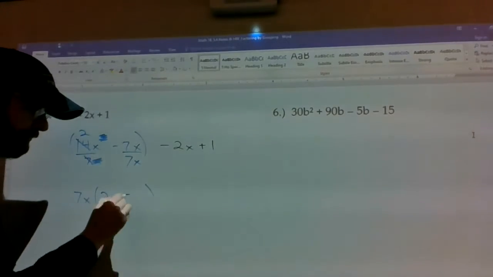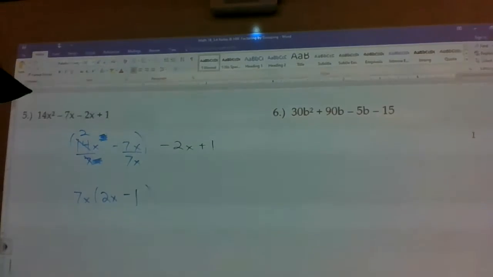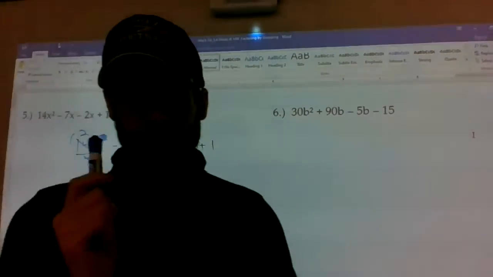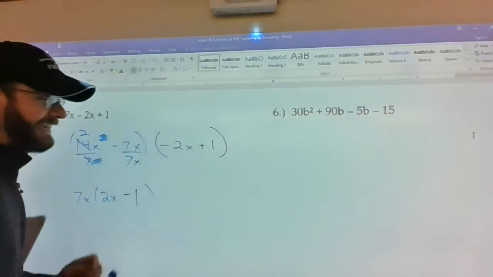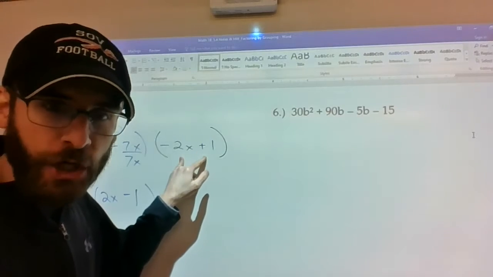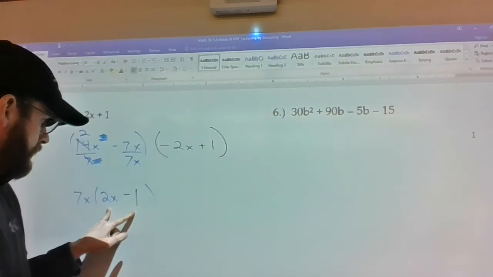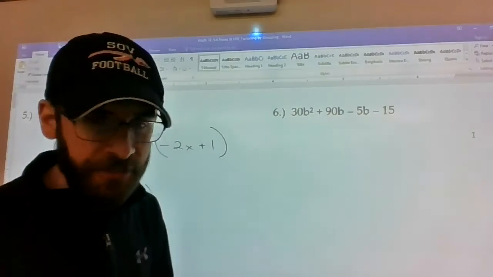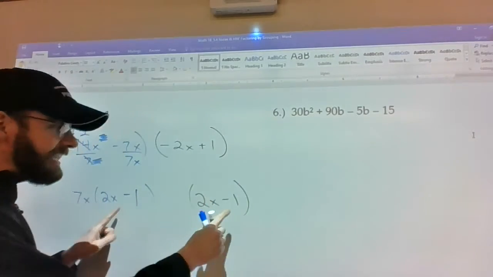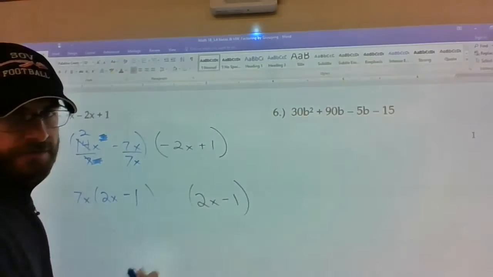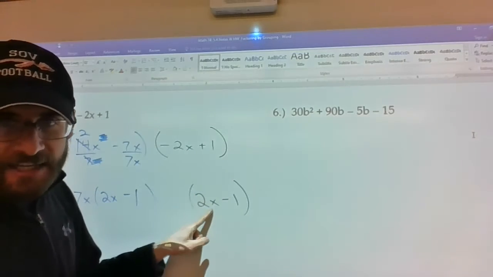7x divided by itself, anything divided by itself, is just 1. So there it is. Here's the tricky part. You are trying to make this black ink group look exactly like this blue ink group. So we need to divide something that creates a 2x minus 1. We need these to be identical twins. So what do you divide negative 2x plus 1 by to get 2x minus 1?